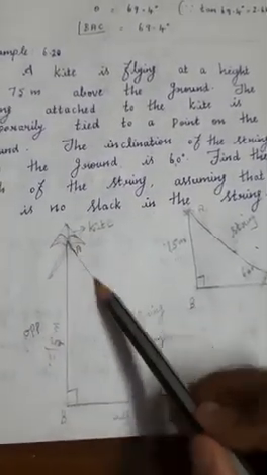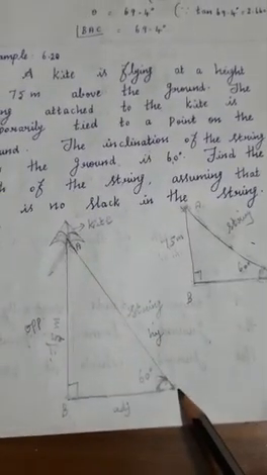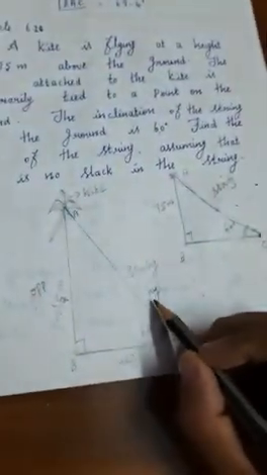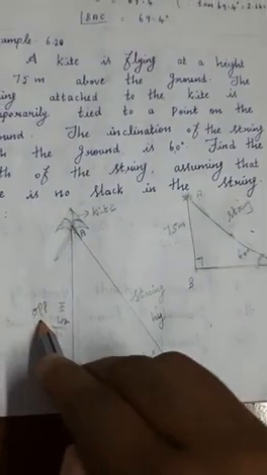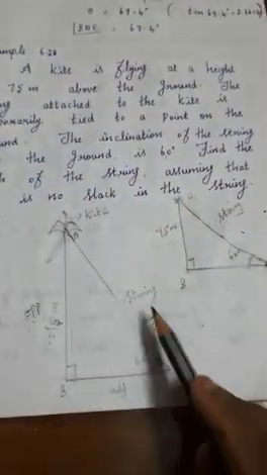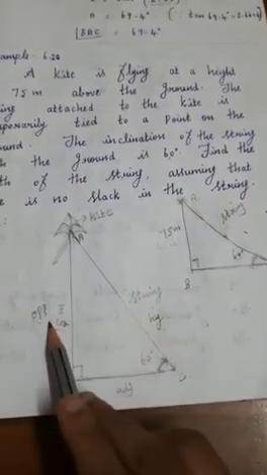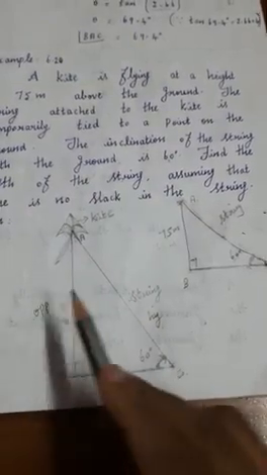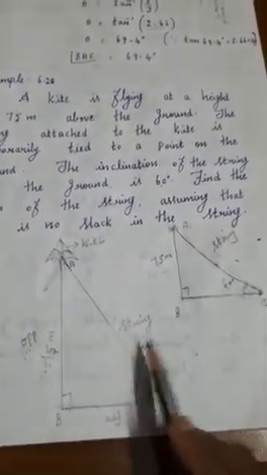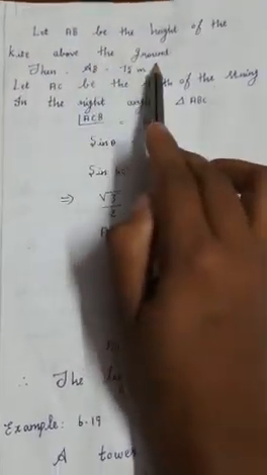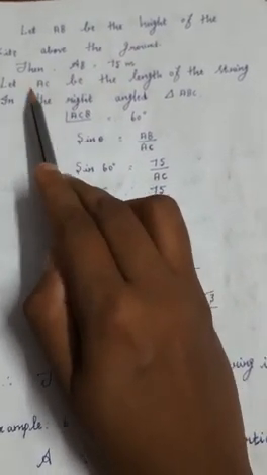In our question they have asked to find the length of the string, that means AC, which is the hypotenuse. The opposite side is given in the question itself, and we need to find the hypotenuse. So which ratio can we use? Sine theta, because sine theta is opposite side divided by hypotenuse. First you have to write: let AB be the height of the kite above the ground, AB is 75 meter. AC is the length of the string.